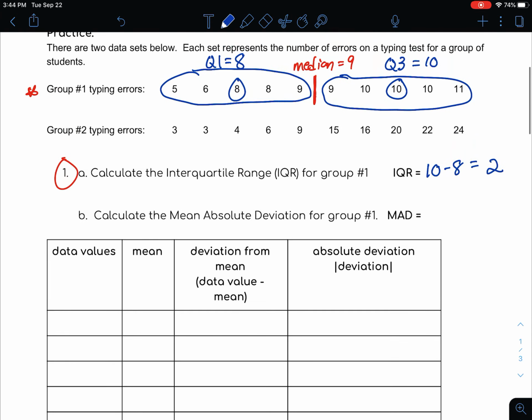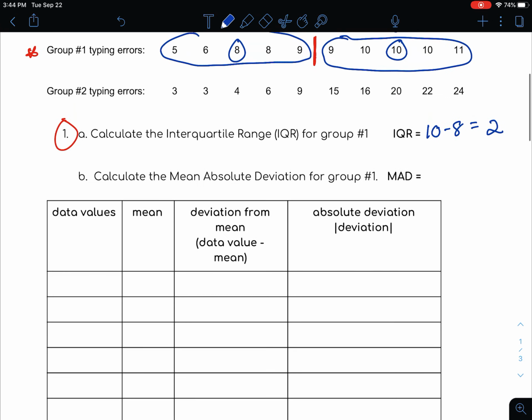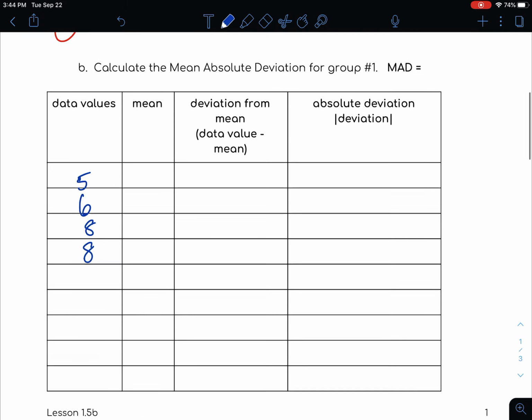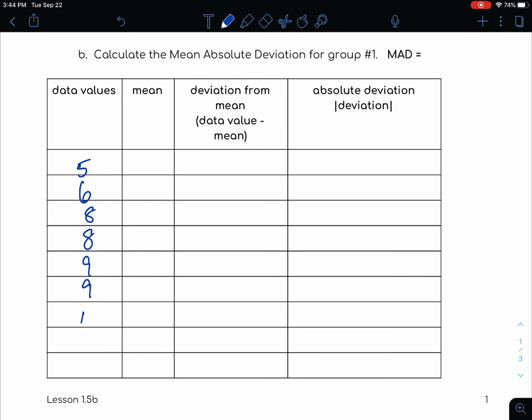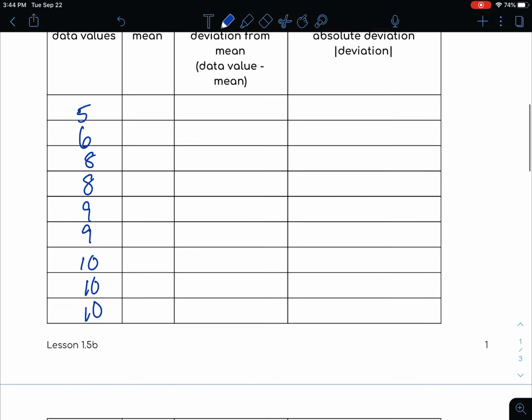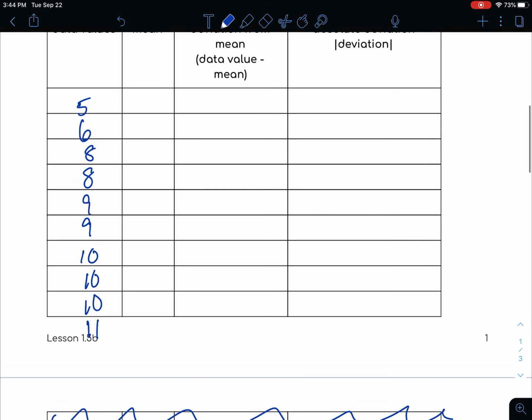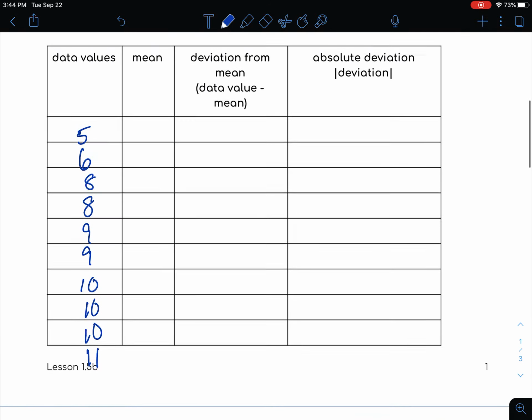At some point you might be asked to do it without having a table provided. You can certainly always make one, but let's first put in our data values. So 5, 6, there's a couple 8s, there's a couple 9s, there are 3 10s, and for whatever reason the formatting when I kicked it over here kicked that last row to the next page, so let's not worry about that and just add 11 to the bottom. Okay, so we're going to average.